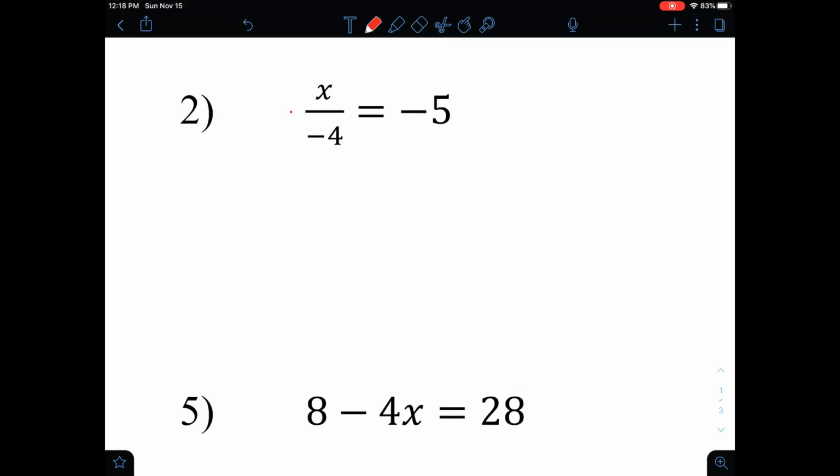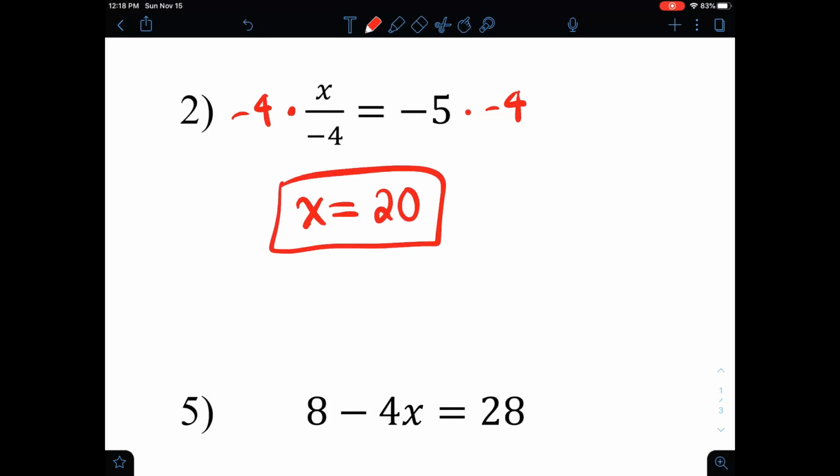How do we undo dividing by negative 4? Well, we do the opposite, which is multiplying by negative 4 on both sides. And those negative 4s are going to cancel. We get x is going to be equal to, that's going to be negative 5 times negative 4, which is positive 20.